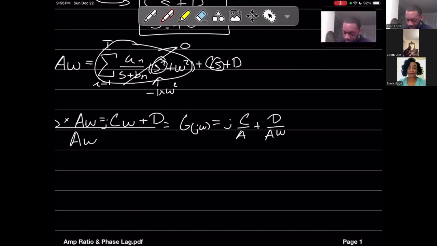So this is basically what we have here for our transfer function. And what we can do is also relate this back and put this into imaginary terms.